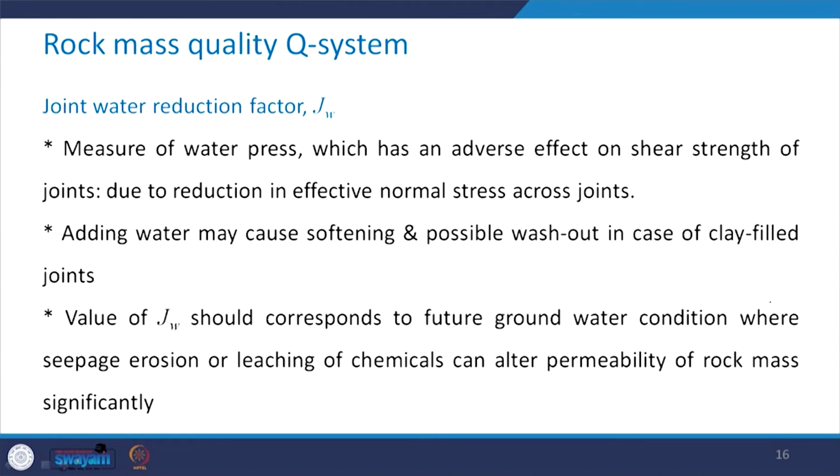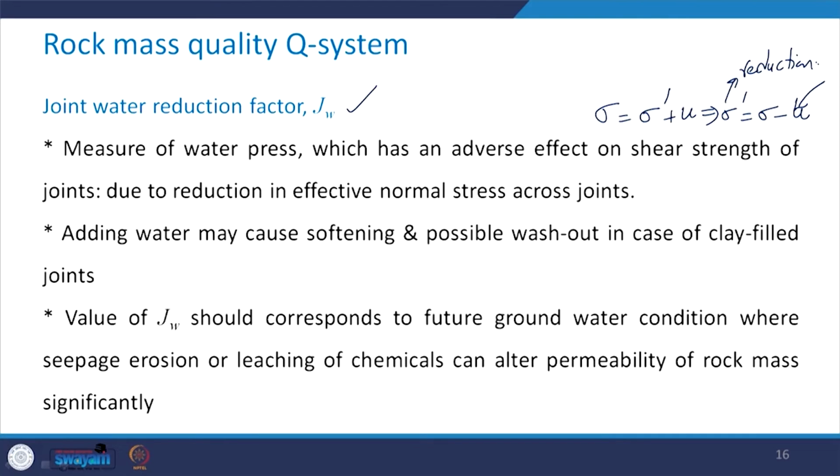Next factor is joint water reduction factor, which is represented as JW. This gives the idea about the measure of water pressure, which has an adverse effect on the shear strength of joints. Why will this happen? We have discussed that the total stress is equal to effective stress plus the pore water pressure, or from here we can obtain effective stress is total stress minus the pore water pressure. So, when there is a presence of water, this pore water pressure will be large and therefore, this will reduce the effective stress, and because of the reduction in the effective normal stress across the joint, you are going to get the low value of shear strength.